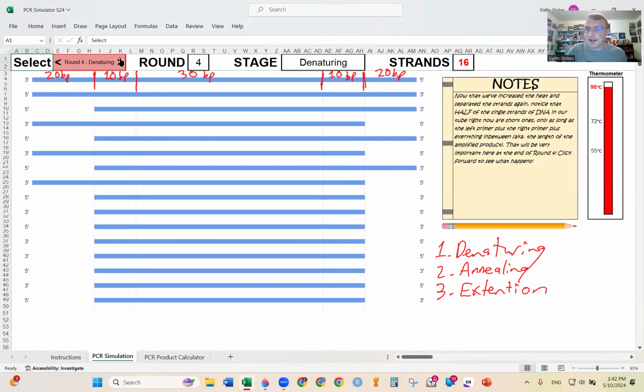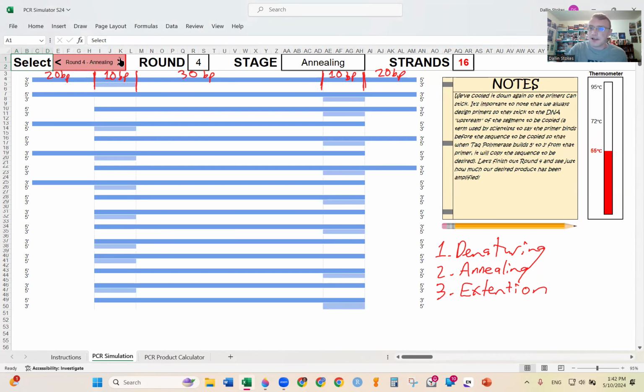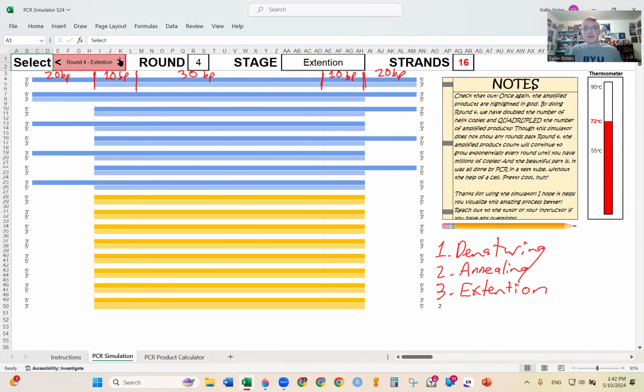So we heat it back up again, separate all the strands, and the primers land there. Now notice, I've still got the same number of these weird strands up here, right? There's still the same number of them. However, I've got more gold strands down here that are the length of the amplified product.